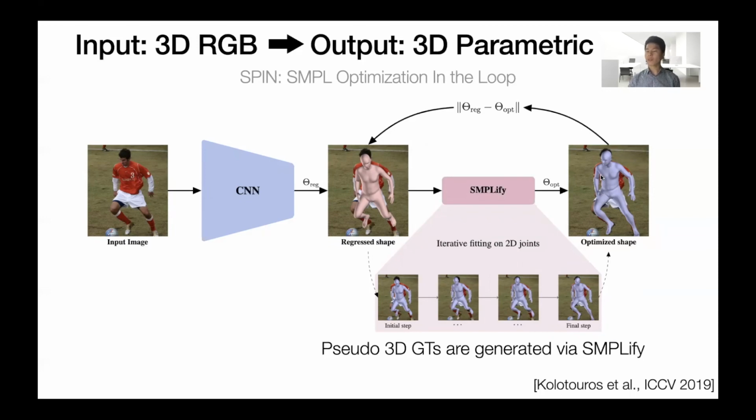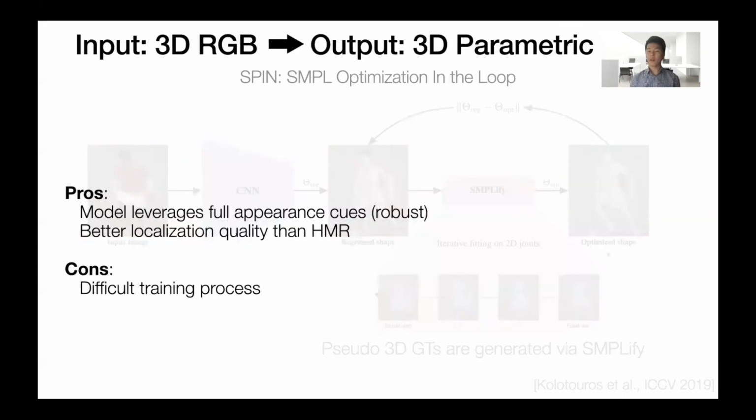Now, we just use this as a pseudo ground truth. So instead of using a discriminator, we use this pseudo ground truth as supervision to train our network. If there exists 3D supervision, such as an indoor 3D dataset, we can still use it. For 2D-only datasets, we generate this kind of pseudo ground truth so that we can also provide supervision. And it turns out this method works quite well. It has similar strength in terms of robustness as HMR, and actually it has better localization quality. One con is that the training is still a bit challenging because we need to run SMPLify in the middle of the training stage.